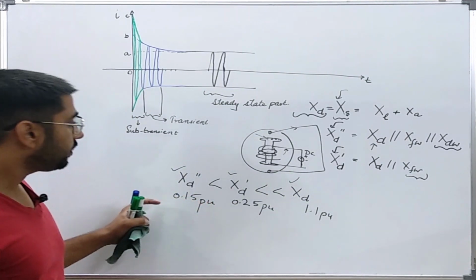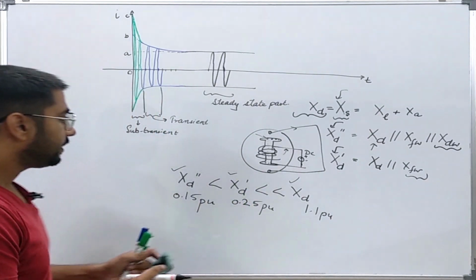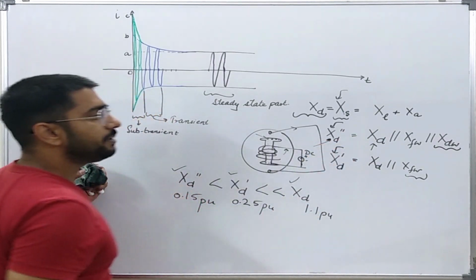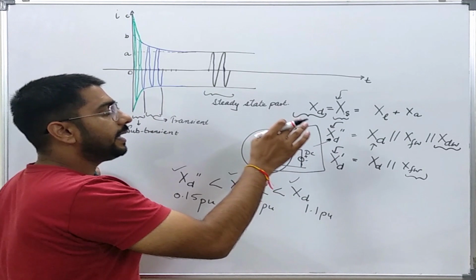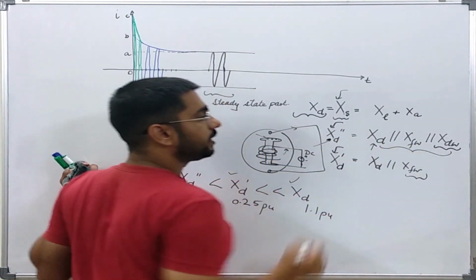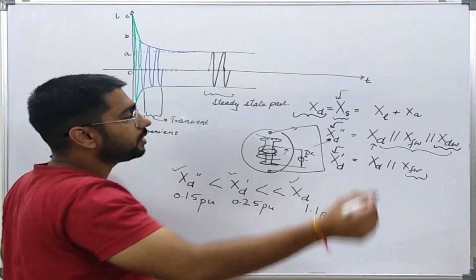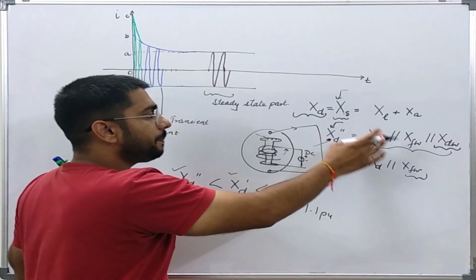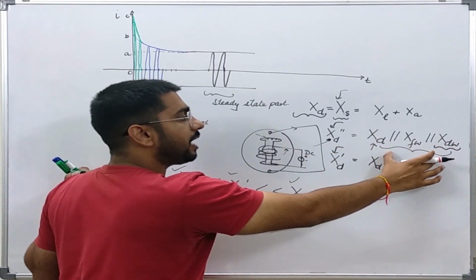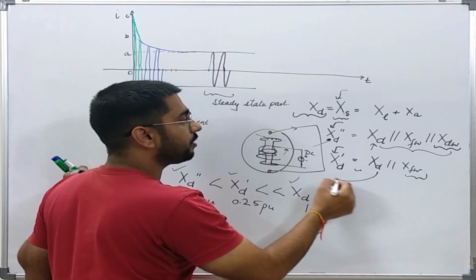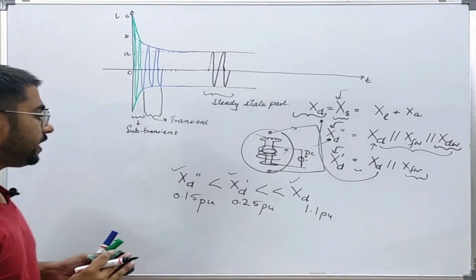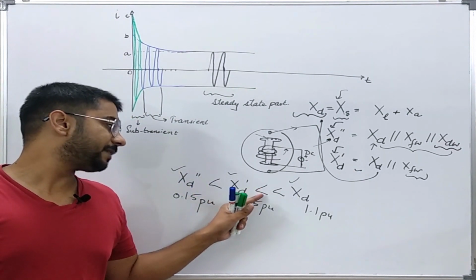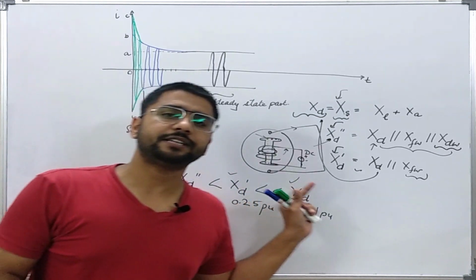Now there is one more thing to see. Since xd double prime can be thought of as a parallel combination of three different reactances, its value will be smaller than the maximum value available. That's why the parallel combination here is going to have a lesser value than this, and this is going to have a lesser value than this. So in this way we can see that xd double prime will be smaller than xd prime, and xd prime will be very much smaller compared to the steady state value.